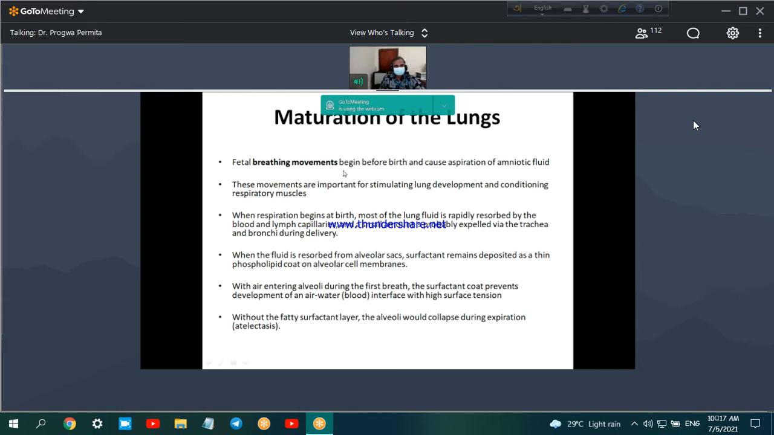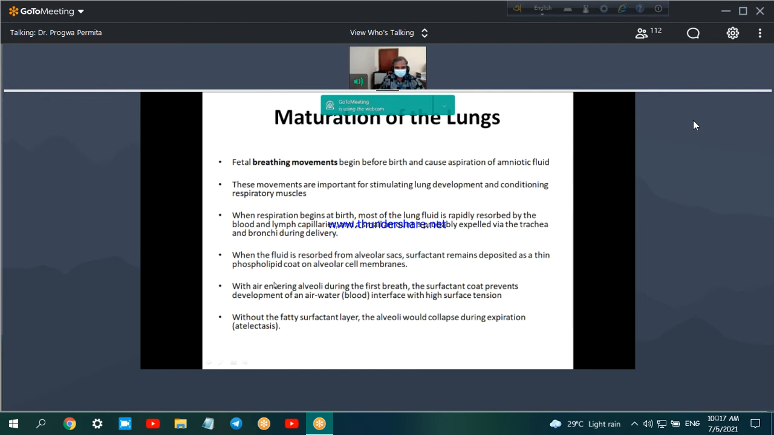Fetal breathing movements begin before birth and cause aspiration of amniotic fluid. These movements are important for stimulating lung development and conditioning respiratory muscles. When respiration begins at birth, most of the lung fluid is rapidly resorbed by the blood and lymph capillaries, and a small amount is probably expelled via the trachea and bronchi during delivery.